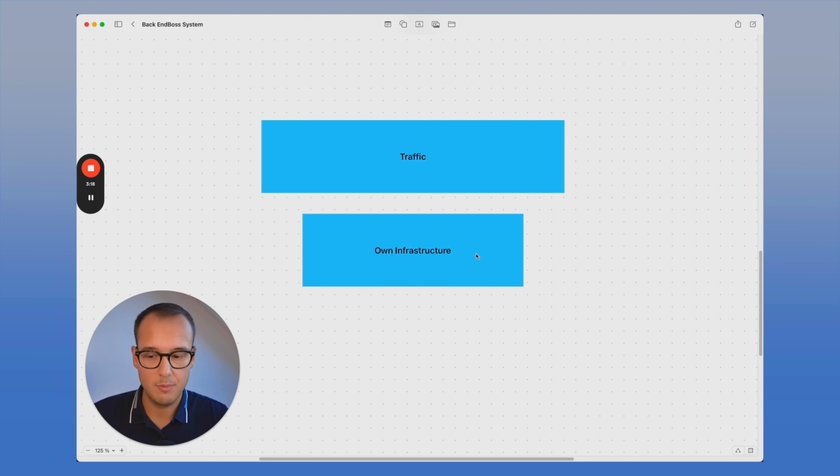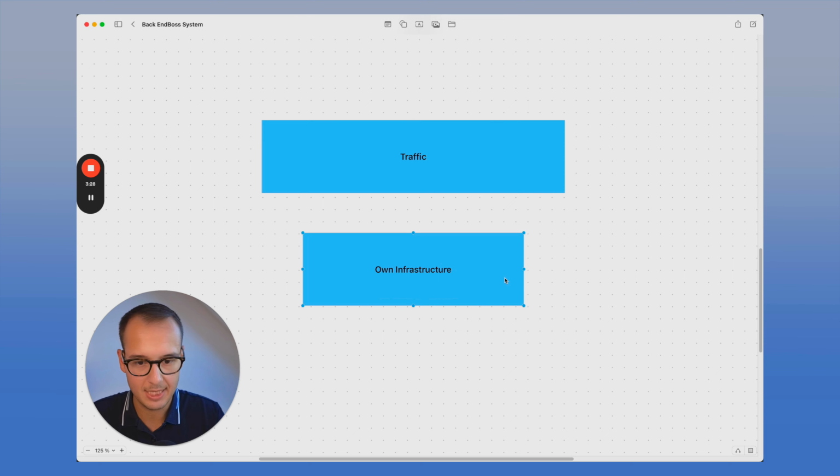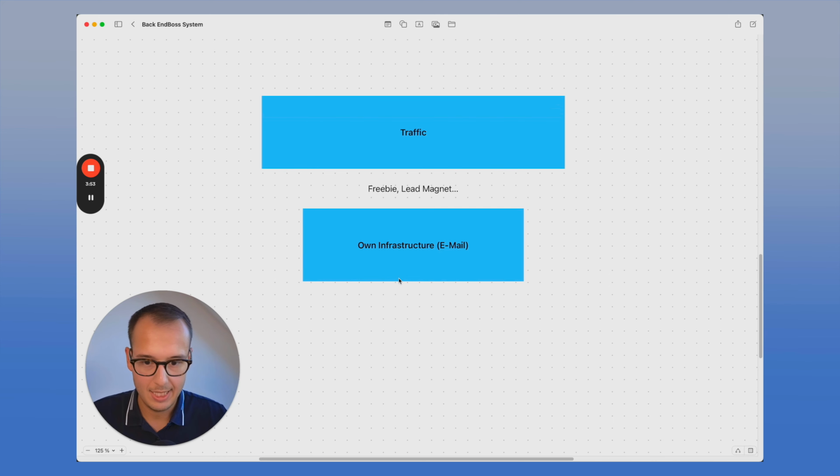My rule of thumb, my personal recommendation, is that you are handling the same niche. So let's say you're in weight loss and you have something like a freebie or any other lead magnet in between, doesn't matter. And then you bring the people to your own infrastructure and you generate, for example, the email address. And afterwards you can bring these people into an email funnel.